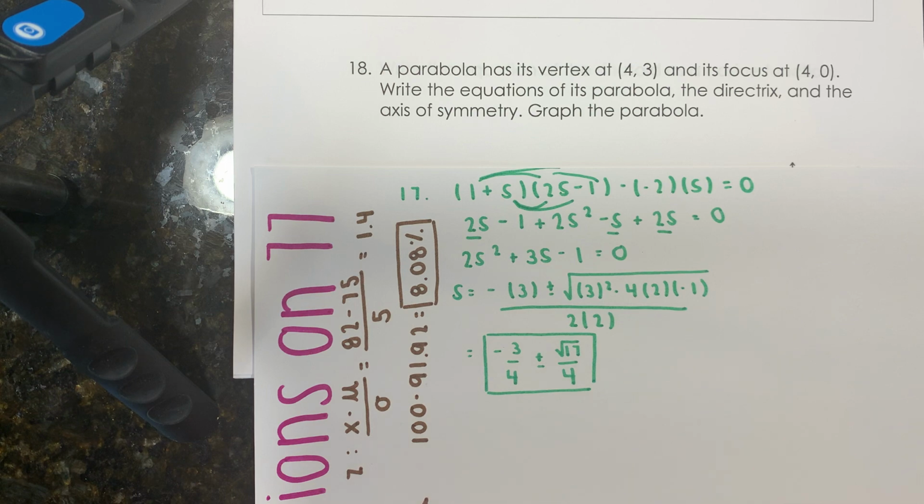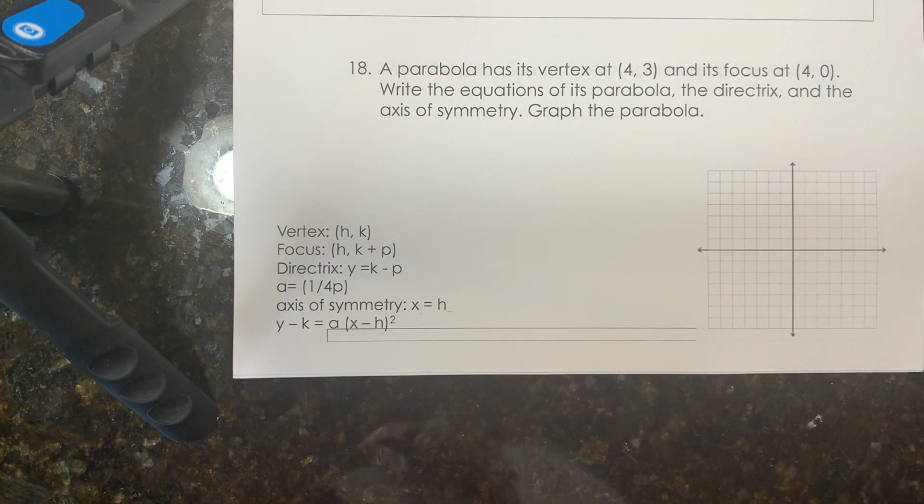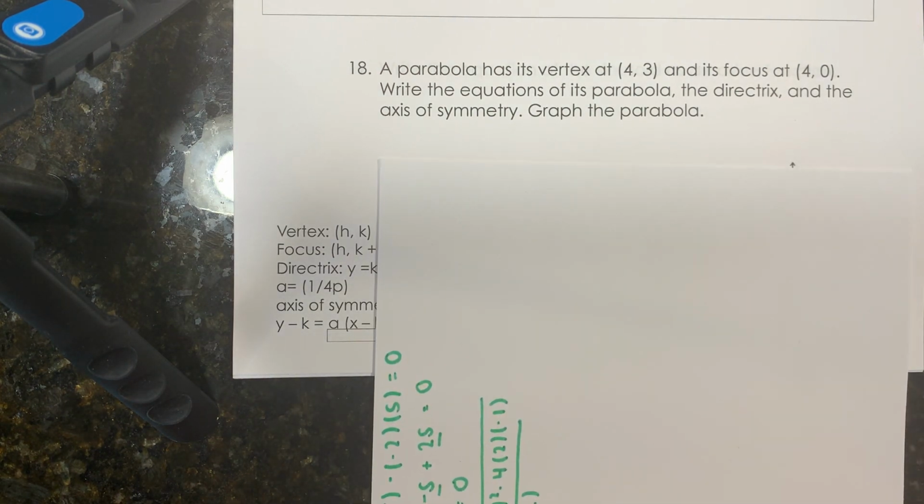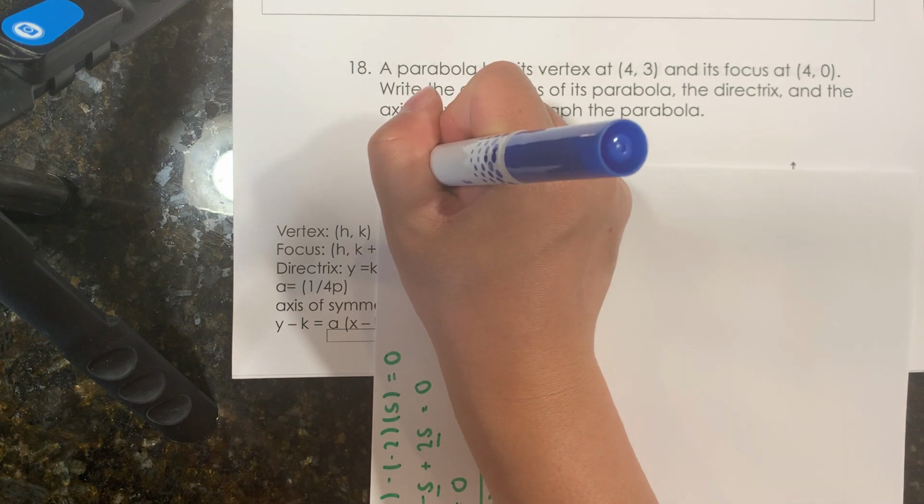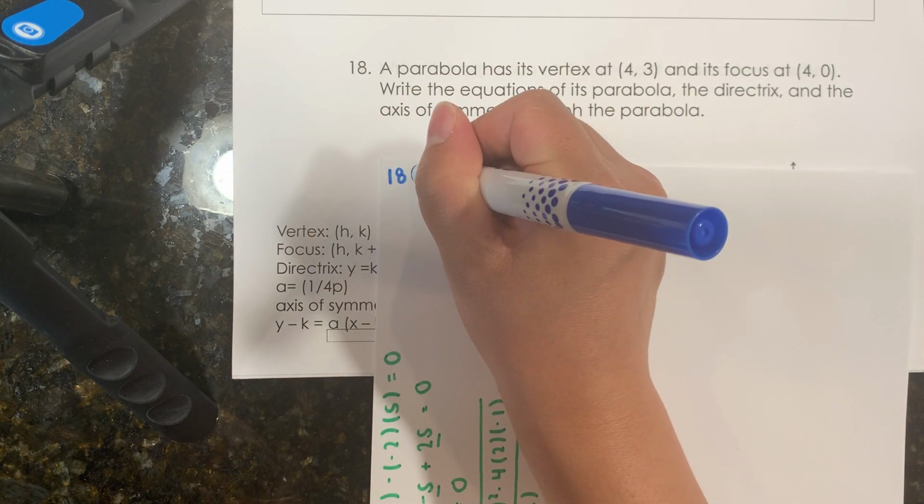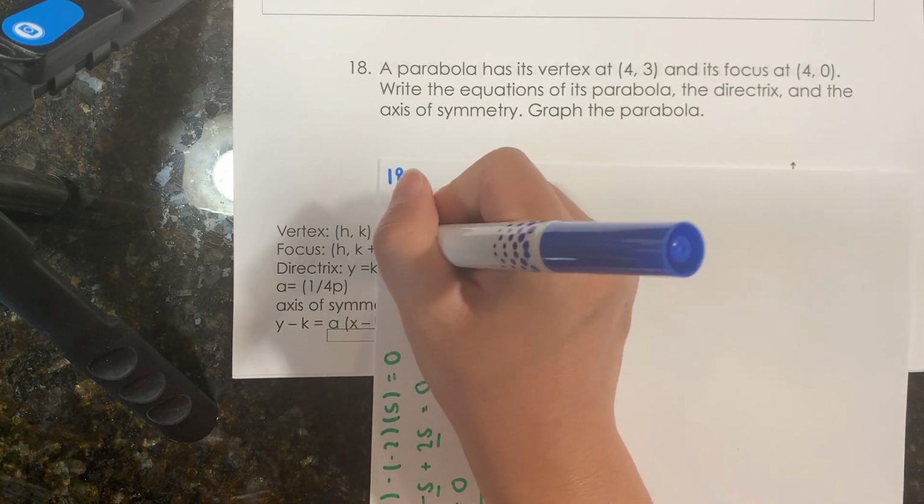Now moving on to number 18, this is one of our parabola problems. A parabola has its vertex at (4, 3) and its focus at (4, 0). Write the equation of the parabola, the directrix, and the axis of symmetry, and graph the parabola. So I'm going to start with graphing.